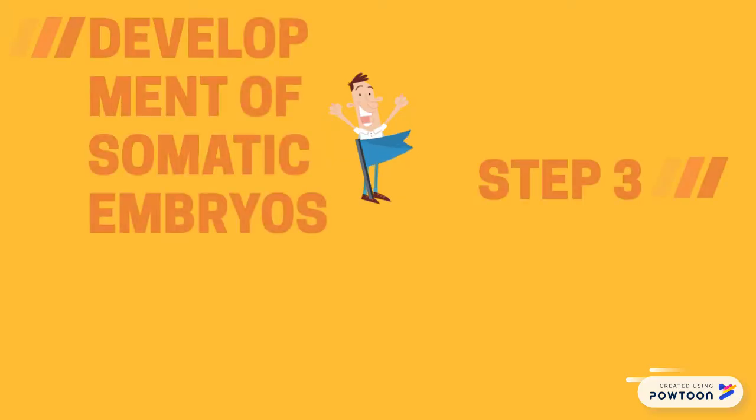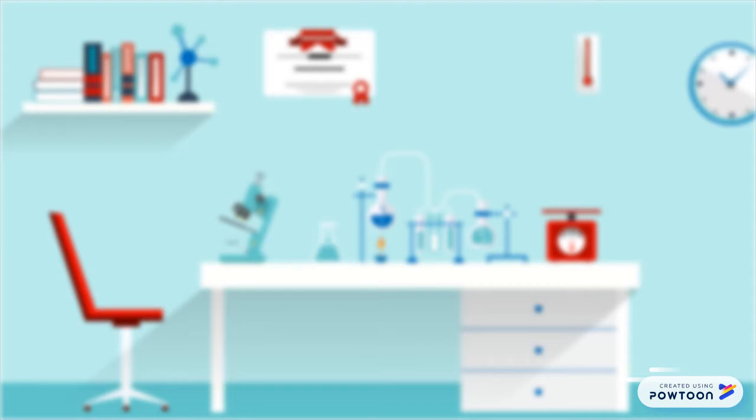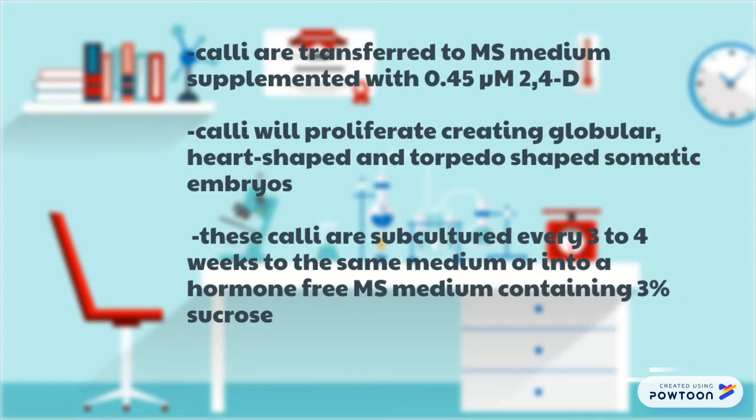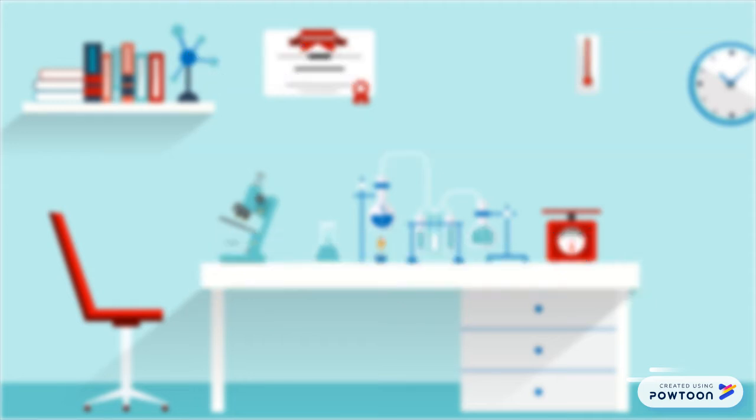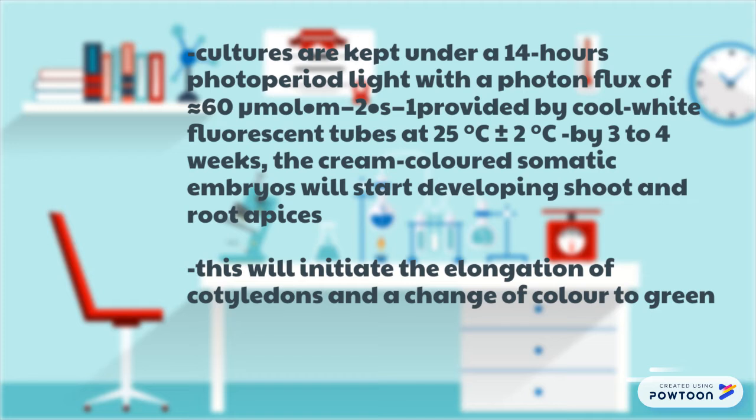Step 3. Somatic embryos are developed. Callus are transferred to MS medium in which they will proliferate creating globular, heart and torpedo-shaped somatic embryos. These callus are subcultured every 3 to 4 weeks. Cultures are kept under a 14 hours photoperiod light at 25 degrees Celsius. By 3 to 4 weeks, shoot and root apices started to develop. This initiates the elongation of cotyledons and changing color to green.